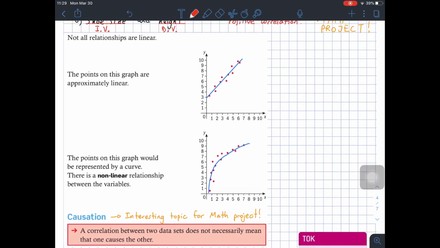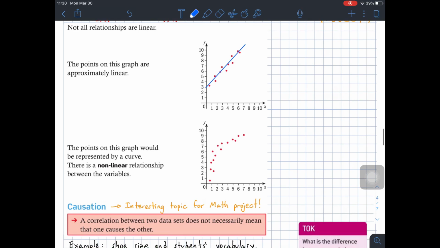Another concept. It says, not all relationships are linear. The points on this graph are approximately linear. You see that I traced here. I'm going to erase this. If you see how these points here are gathered, we might trace here a line that kind of models the trend of these dots, right? So we can approximate this to a linear correlation. But it's not always the case.